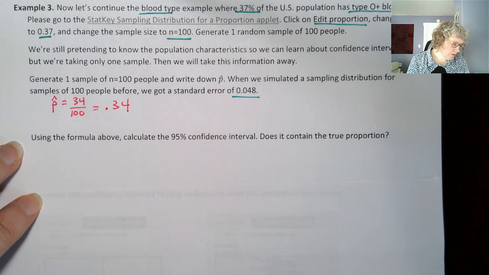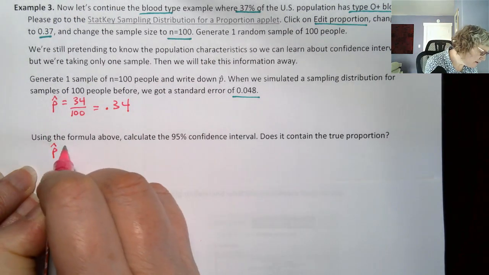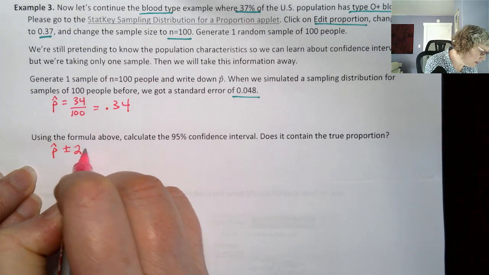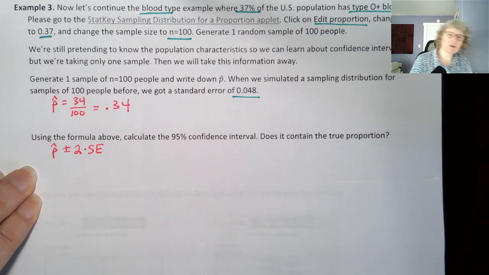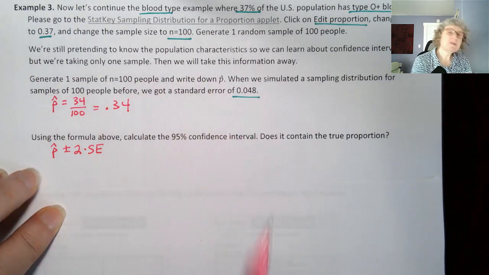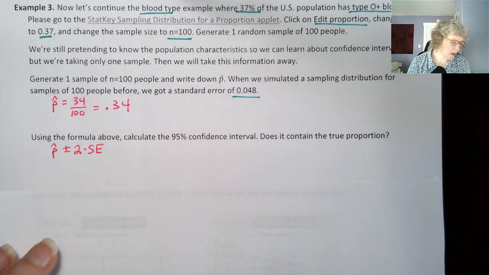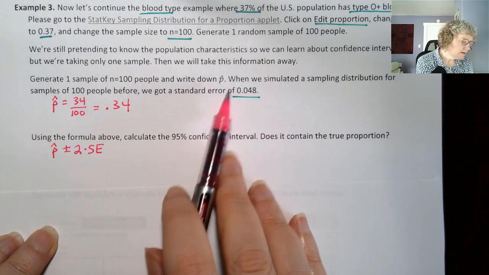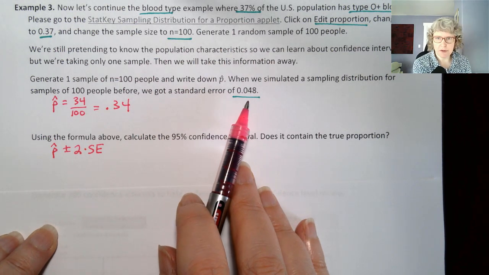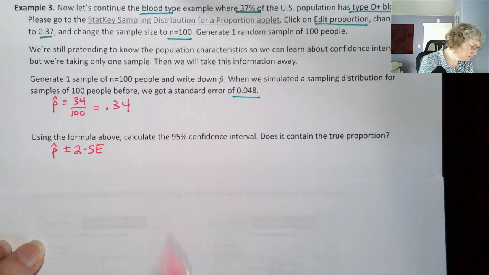Okay, so remember our formula, I'm going to write it out here, is p hat plus or minus 2 times the standard error, or 2 standard errors. Okay, and we did our whole sampling distribution for n equals 100, so that was all the random samples of n equals 100, and that told us our sample-to-sample variation was 0.048.